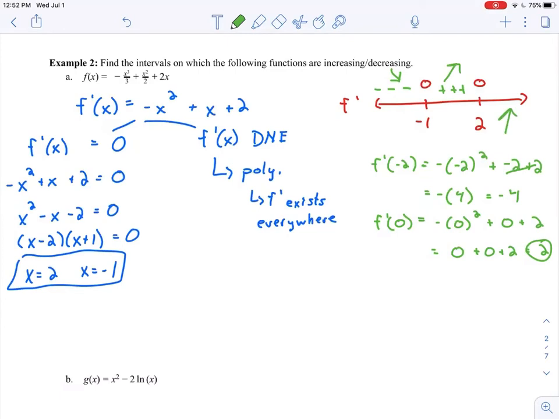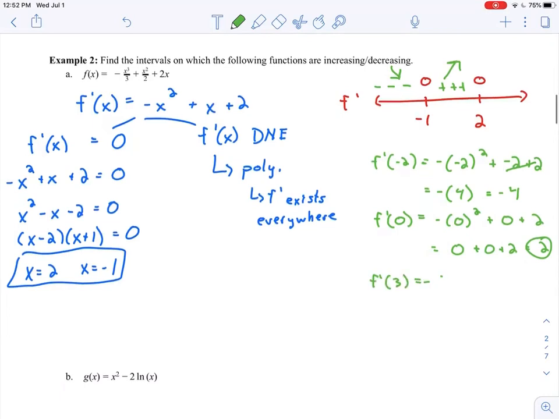Lastly, I need a number that's on the right-hand side of +2, so how about +3? F prime of +3 will be the opposite of 3 squared plus 3 plus 2. So let's see, this is -9 plus 5. Here I get -4 once again. So my derivative is negative. My function is decreasing on that interval.